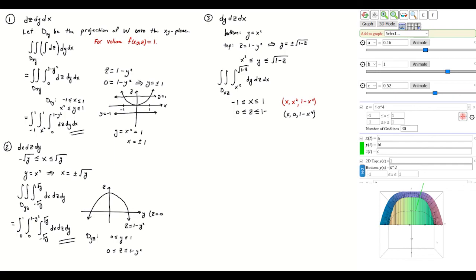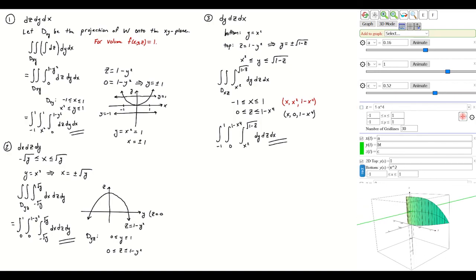So this upper function is 1 minus x to the fourth. Our final integral becomes the integral from -1 to 1, integral from 0 to 1 minus x to the fourth, integral from x squared to positive root 1 minus z, dy dz dx. That is a tough one to do because of this last little bit here. The projection is not perfectly obvious. But there you go, setting up a triple integral of a region 3 different ways.